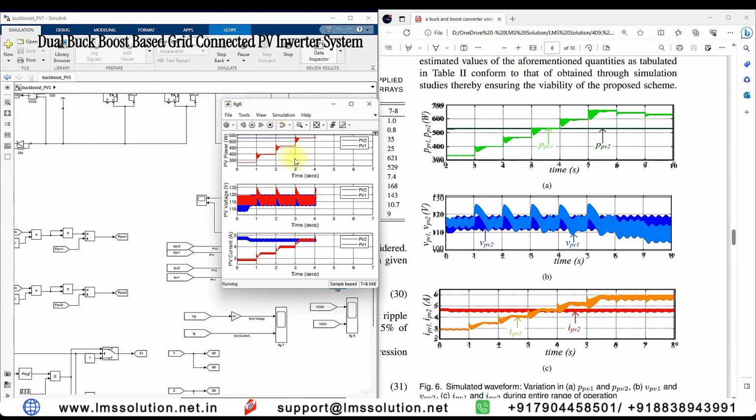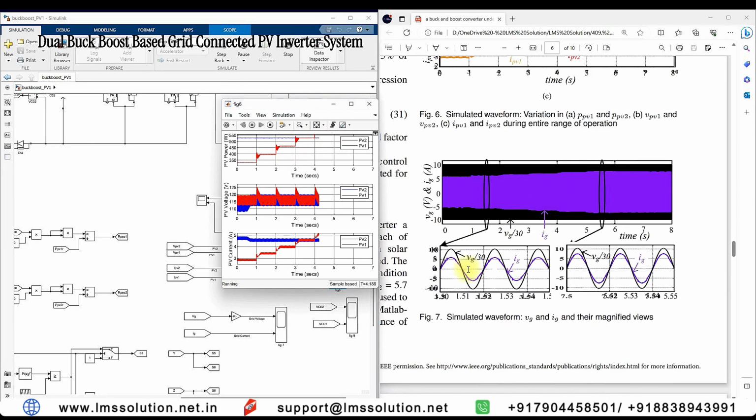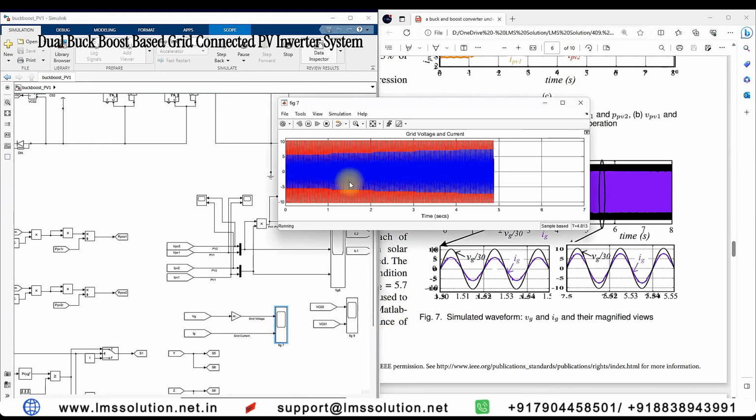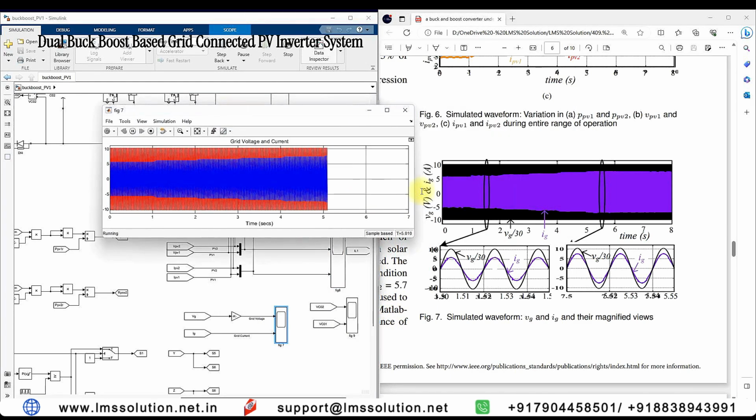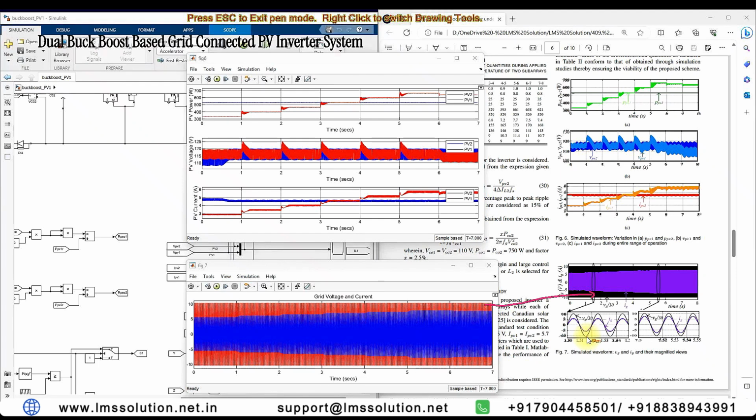Next thing is you have to check the result of grid current and the grid voltage. Here you will see the detail. This is the grid current and the grid voltage. Here you will see the grid voltage and current, and then the PV power of panel 1, panel 2, and PV voltage of panel 1, panel 2, and current of panel 1, panel 2. So you will get similar kind of results. Current and voltage will have similar kind of results.